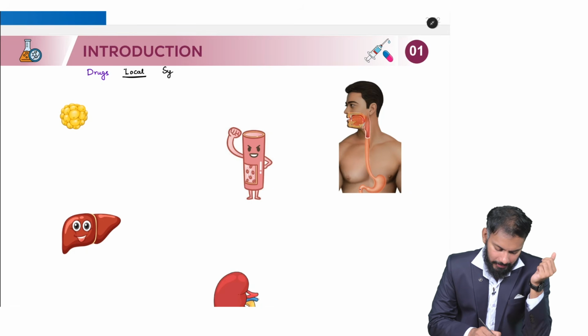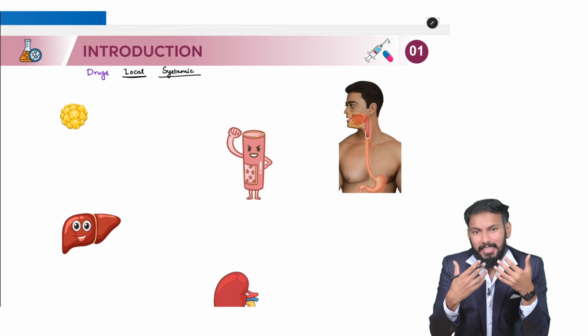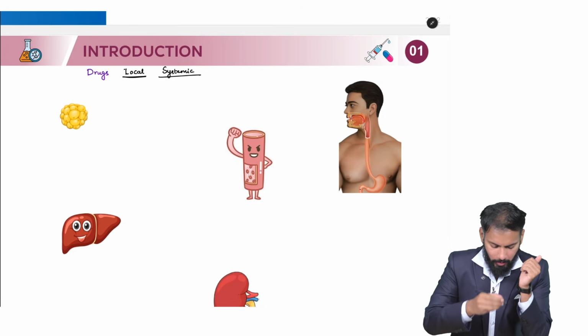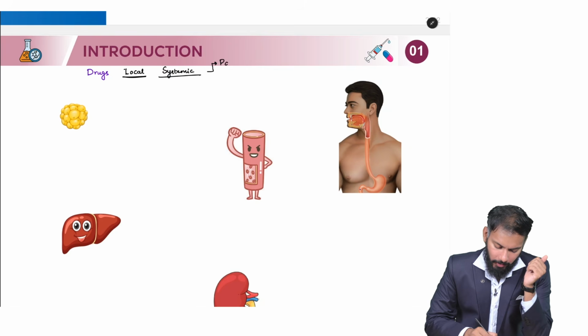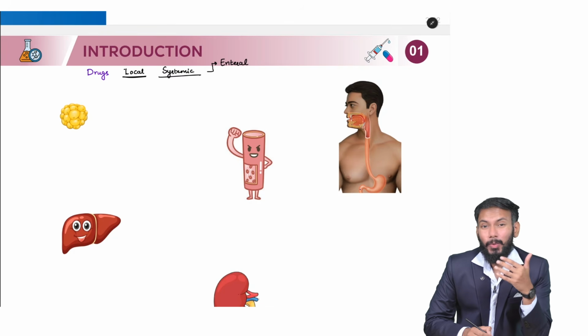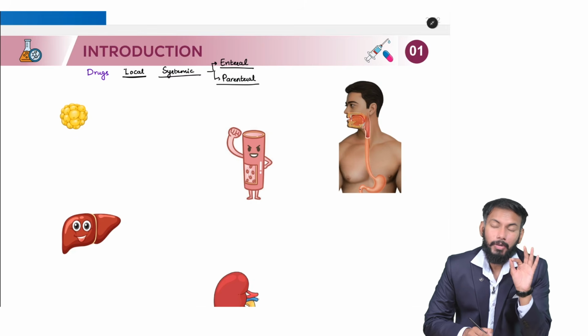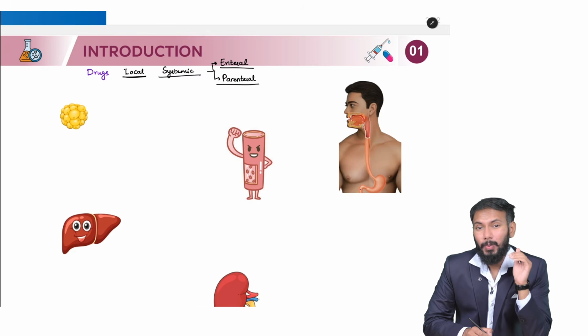The other one is systemic. Systemic means it should go into the systemic circulation. So if it has to go into the systemic circulation, there are two ways. One is enteral, the other one is parenteral. So what do you mean by enteral? Enteral meaning it goes into the gastrointestinal tract. Parenteral means it also goes into the systemic circulation, but it does not enter the gastrointestinal system. This is what I want you to understand.